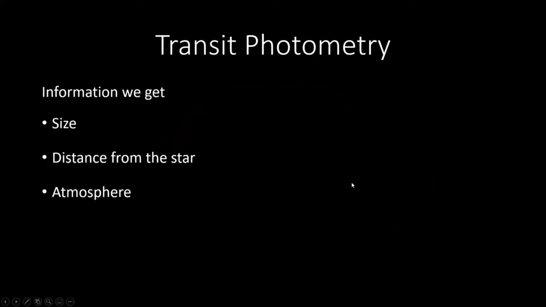This method also allows us to get valuable information about the detected exoplanets, such as their size, their distance from the star around which they're orbiting, and their atmosphere composition. The size can be determined by looking at the light curve. A bigger object blocks more light, creating a deeper light curve.